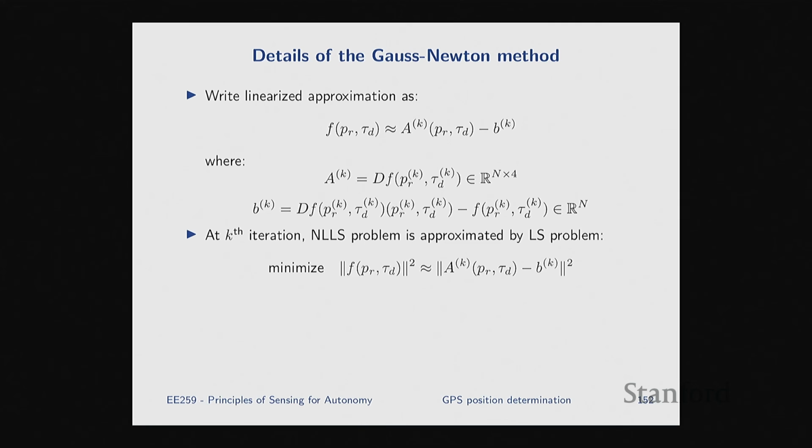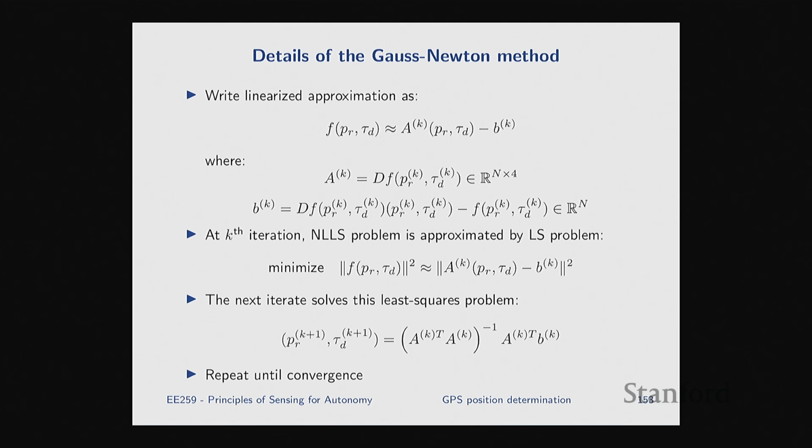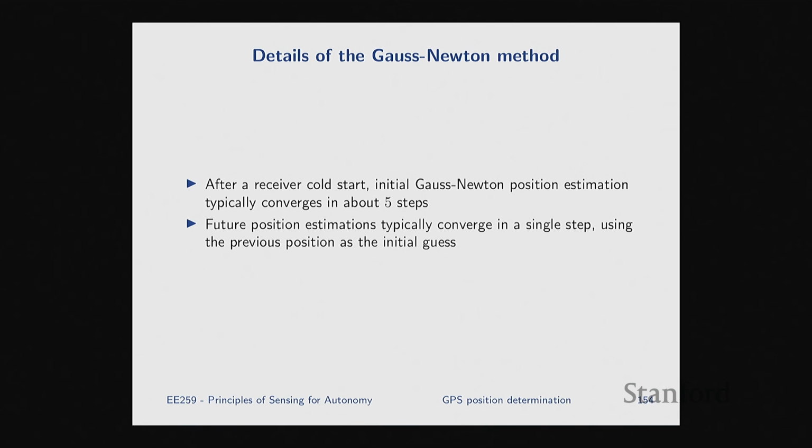And this we know how to solve. Basically, your next iterate is just (A transpose A) inverse, A transpose b, with the A and b coming from the linearization step. So that gives your next iterate, and then you keep continuing until convergence. And again, at the end of this process of Gauss-Newton, you have localized yourself, so you have found your position vector, and you have found your time delay.